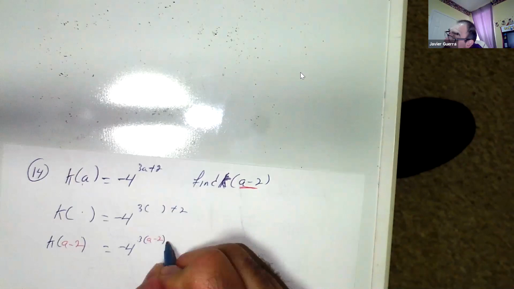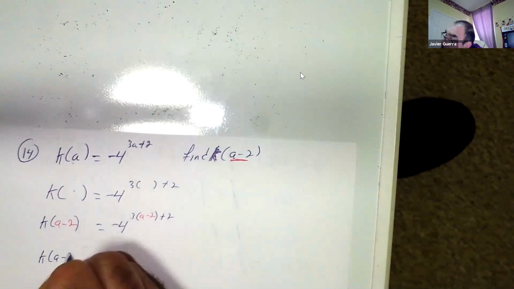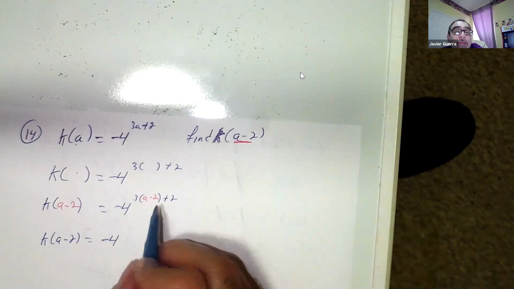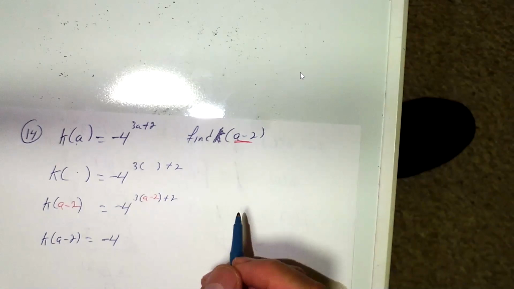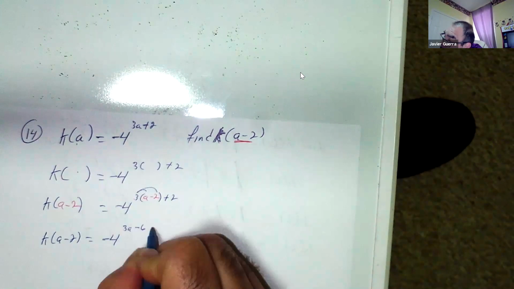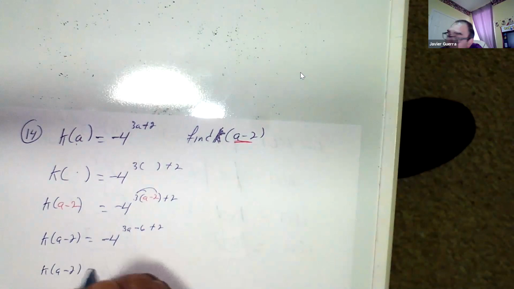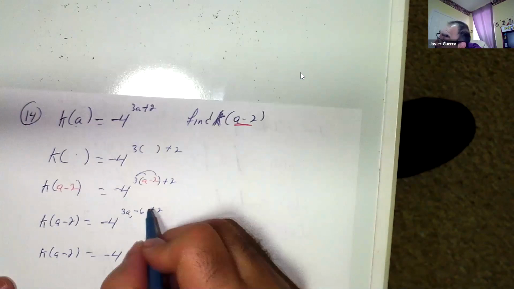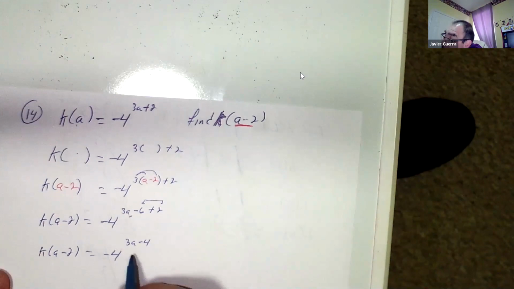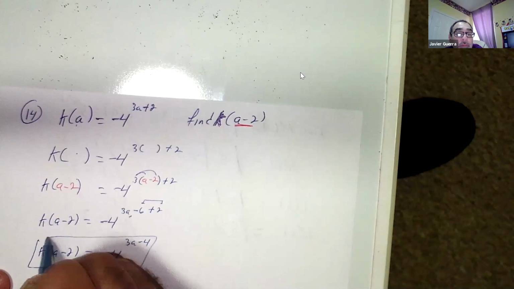So we don't have to do anything with this one. This one's done. Okay, so I have to figure out how to do this part. So what are you guys going to do on the top? I'll do the bottom for you, how's that? How do you do the top? Distribute. Okay, so this would be 3A minus 6 plus 2. Continue on. I distributed, so now I can combine. Minus 4. And I can't do anything else. That's it. There's your answer.